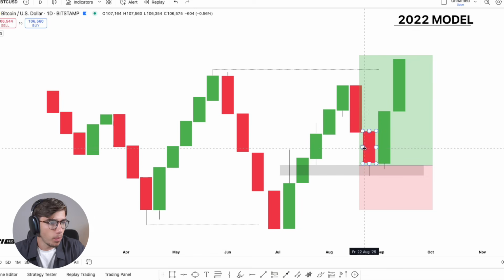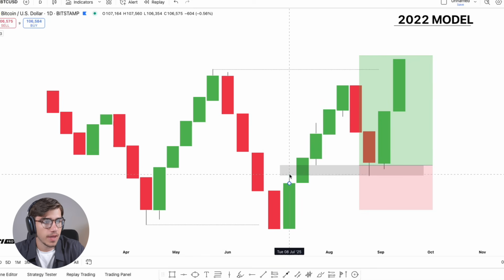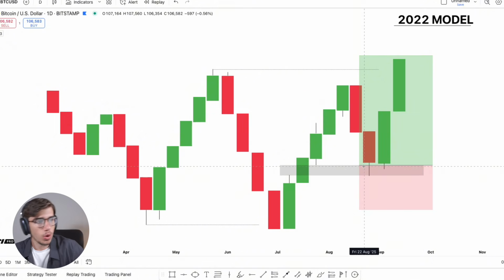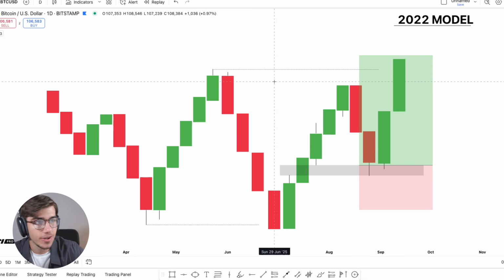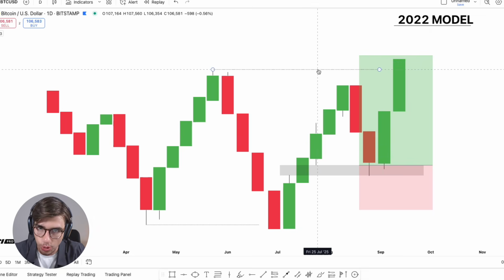We wait for a pullback and then we trade the first fair value gap that we made, which again is going to be the one that we're seeing right here. We long the market and we take our take profit at the external or internal liquidity. That right there is the 2022 model in its simplest form, but let me show you an example of this actually playing out on a real chart.